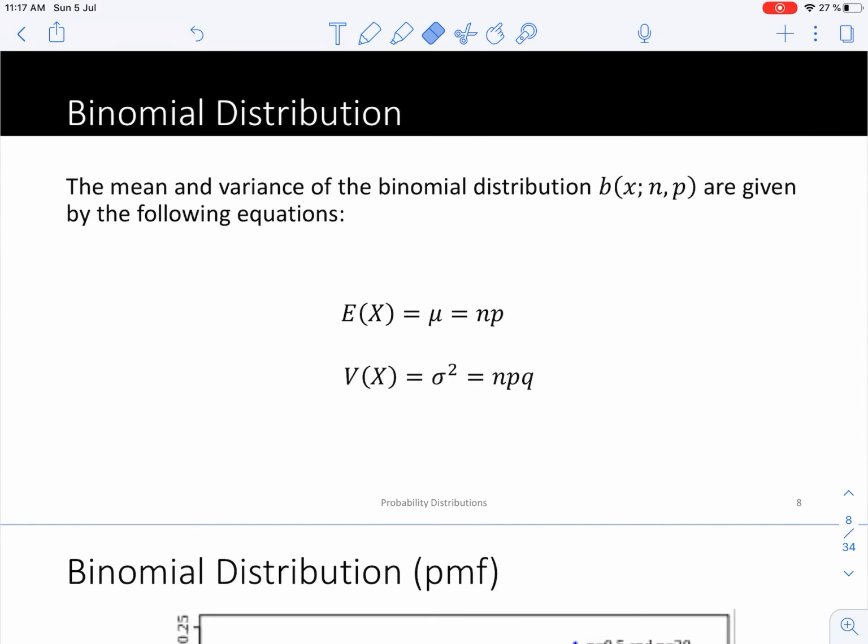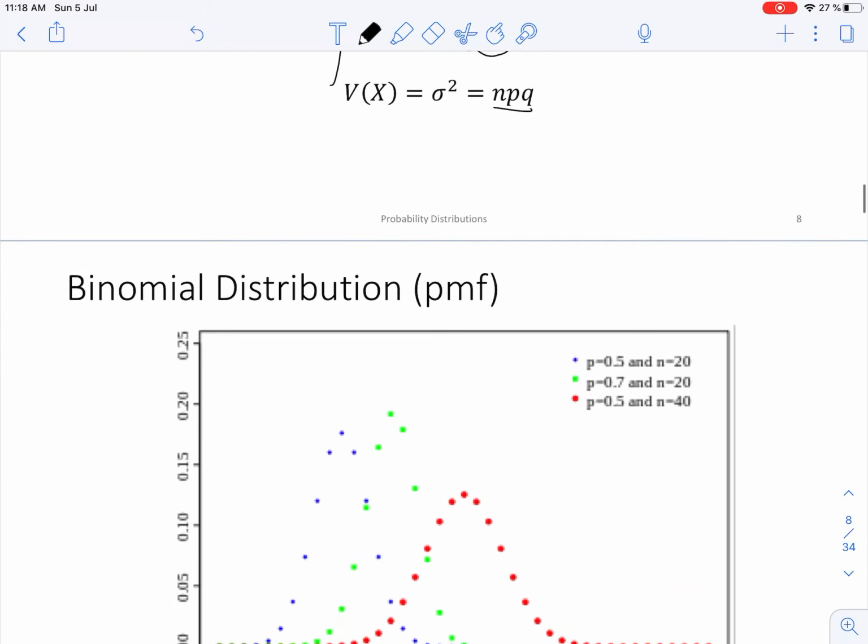Okay, in the binomial distribution, we can also find the expected value and the variance, again using general equations, or there are some specific equations for this particular probability distribution. And of course we will use the parameters. Here the parameters are n, the number of trials, and p, the probability of success. And the variance is npq, number of trials times the probability of success times the probability of failure.